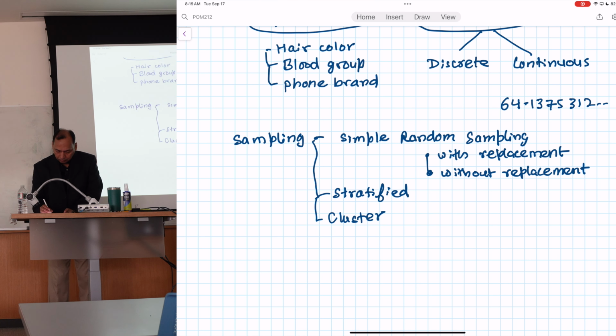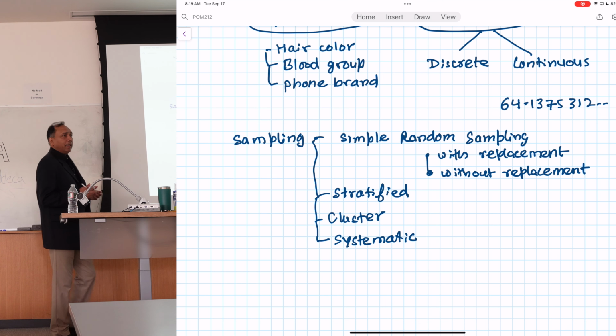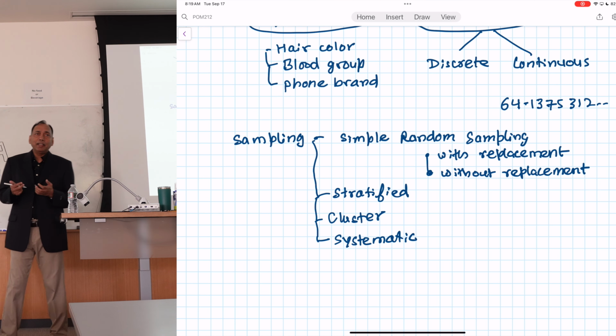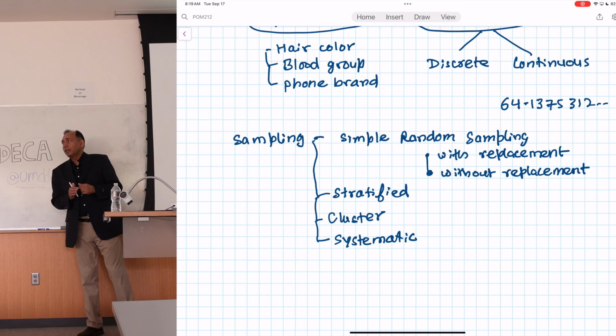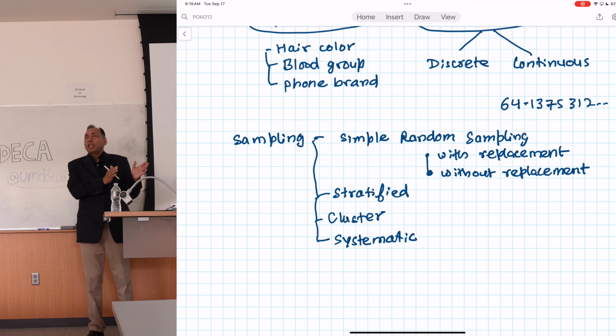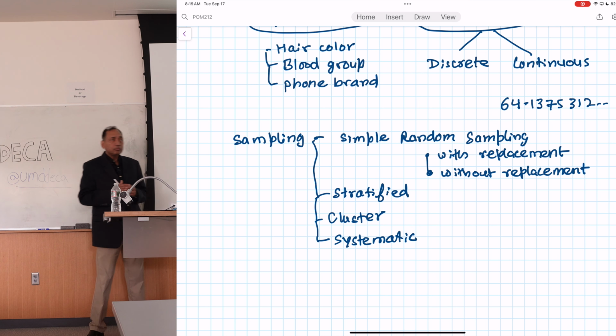Another one is systematic sampling. So you are doing systematic sampling. It could be every nth item. You are selecting every nth item. If it is a manufacturing plant, let's say they are making laptops, and your sampling could be check every 10th for some kind of defect.